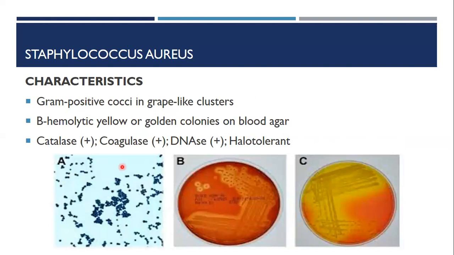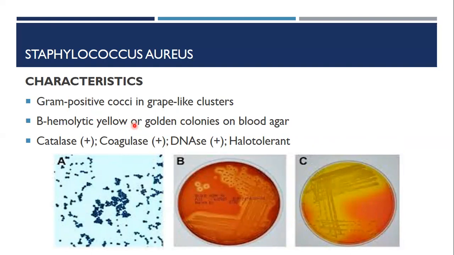Now, to note, Staphylococcus aureus is beta hemolytic because it is capable of producing a factor we call alpha hemolysin.